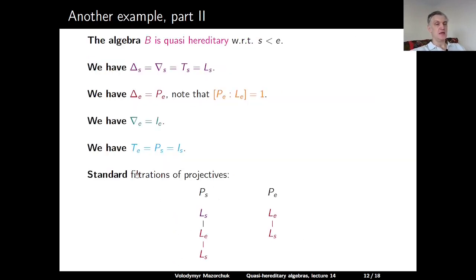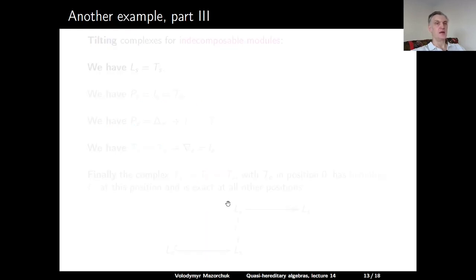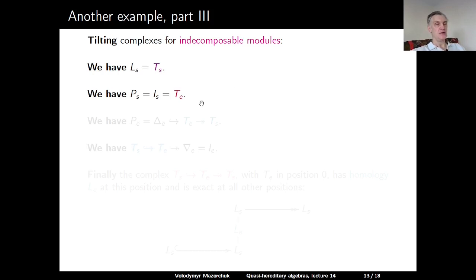Okay, and here we can see the standard filtrations of projective modules. So Pe is standard by definition, and Ps has Pe, which is delta E, as a submodule, and the quotient is delta S. Okay, now let us look at tilting complexes which represent indecomposable modules for this algebra. The simple module Ls is tilting, so that's immediately clear. And also we have the tilting module Te, which is Ps and which is Is.